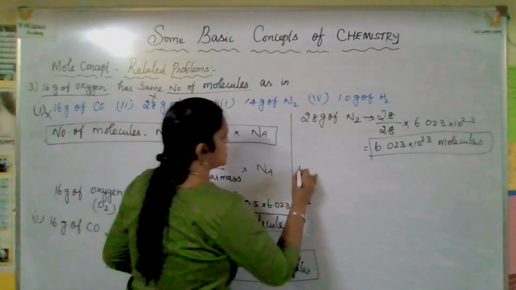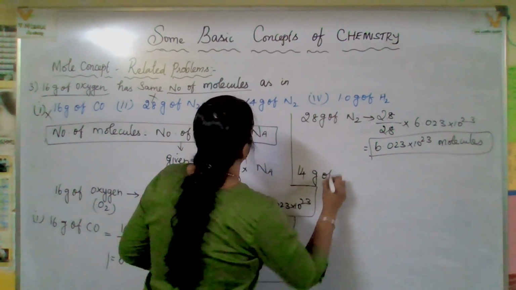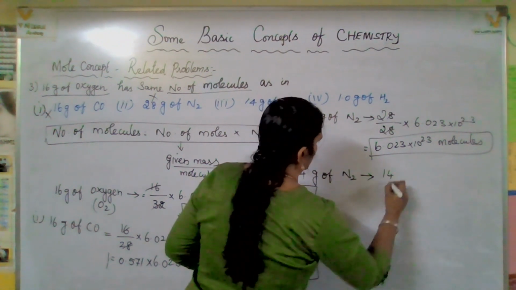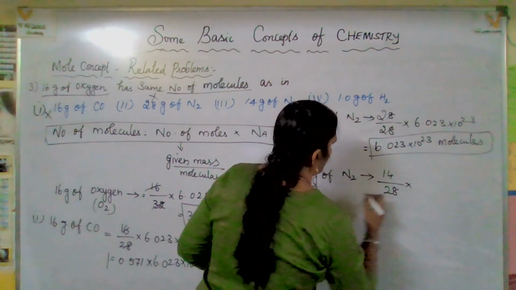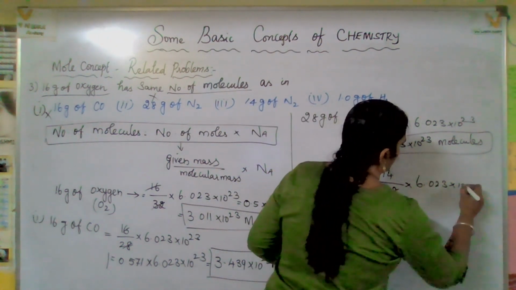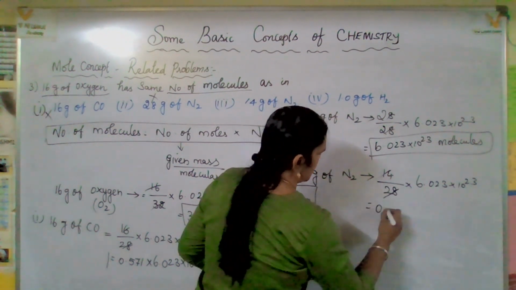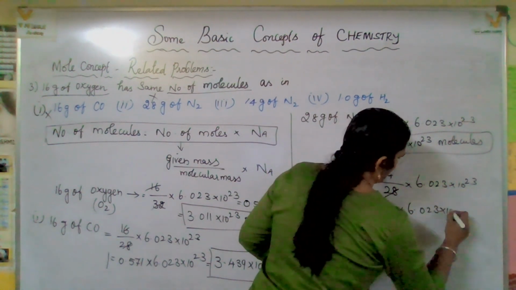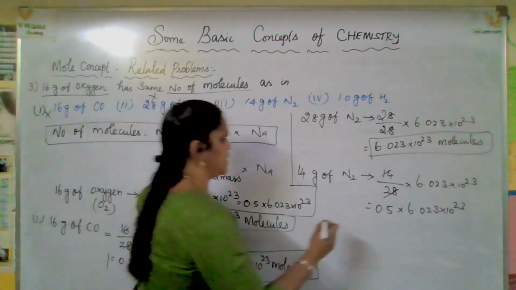Now 14 grams of nitrogen. So here given mass is 14. Molecular mass of nitrogen is 28, into Avogadro number 6.023 into 10 to the power of 23. So you will get 0.5 into 6.023 into 10 to the power of 23. The same we are getting here, what is it?